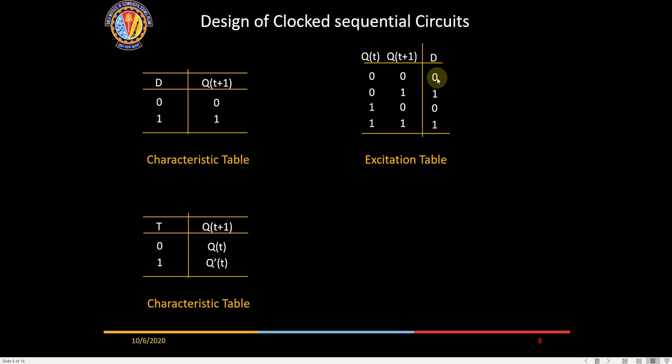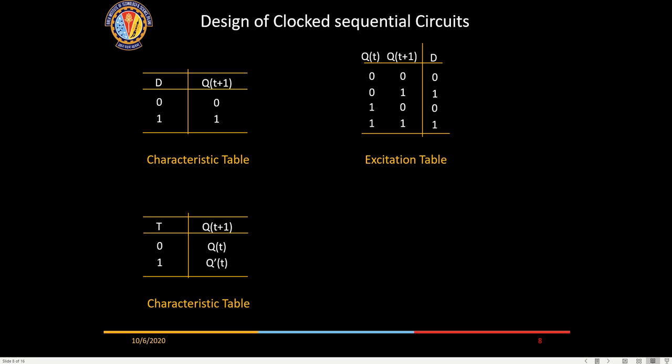If it is 0 to 0, you got to give D 0. If you require 1 output, you need to give 1. If it is 0, you need to give 0. If it is 1, you need to give 1. You have to give these combinations only. And that is the reason we prefer JK, because there is no don't care here. For large circuits, D flip-flop might not simplify the equation.